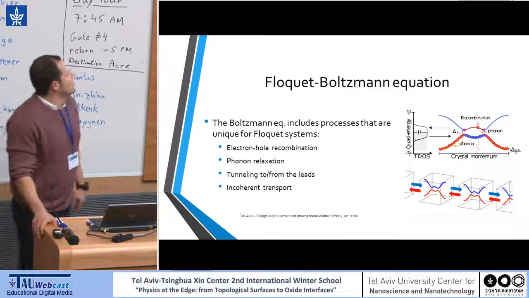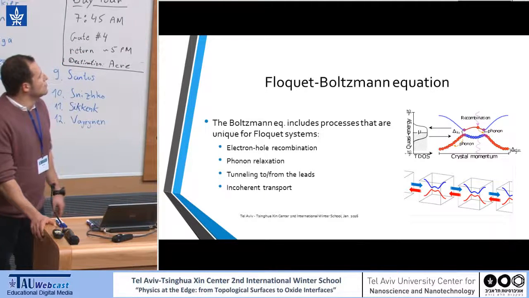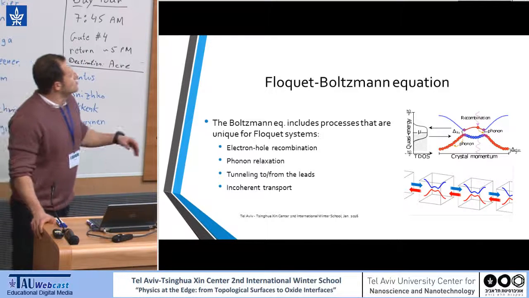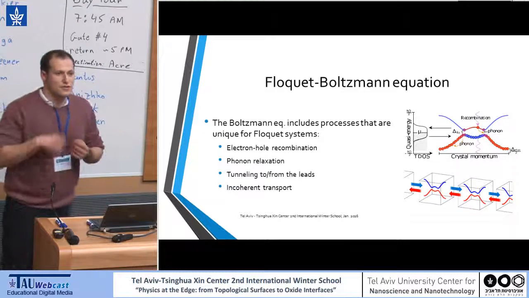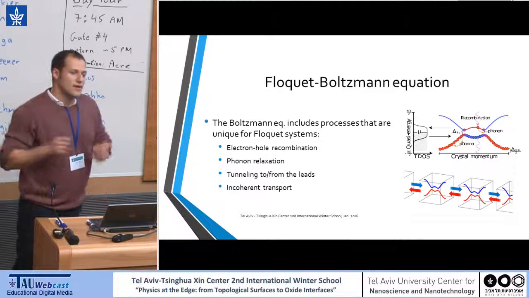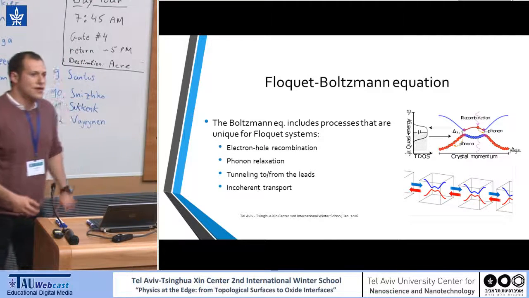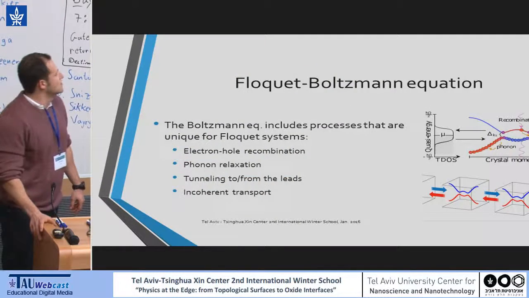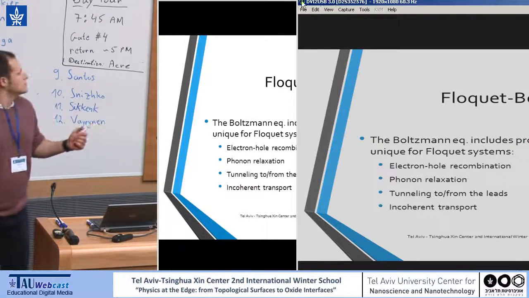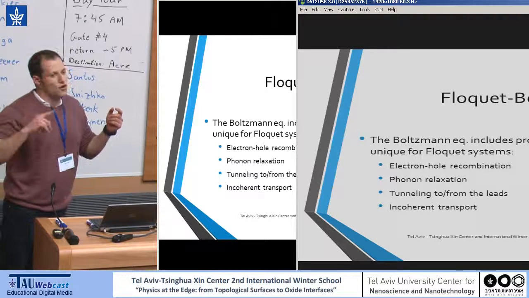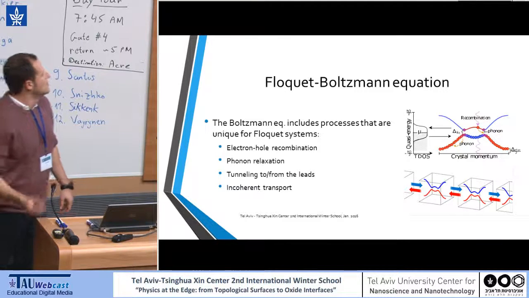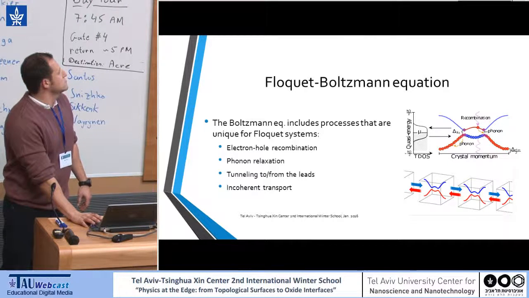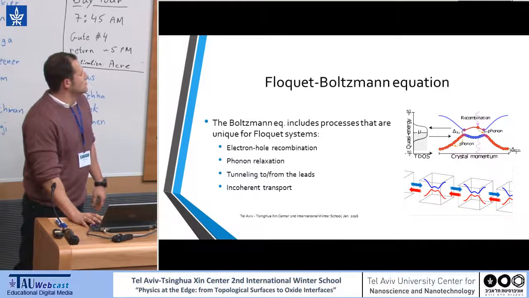We derived a Boltzmann equation that includes processes that are unique for Floquet systems, for example, electron-hole recombination, where an electron can emit a photon and decay to a higher Floquet energy level. We also include the processes of phonon relaxation, and near the leads, there may be tunneling from or to the leads. Of course, the Boltzmann equation also includes incoherent transport through the wire.